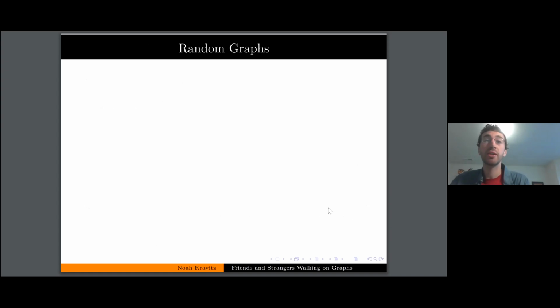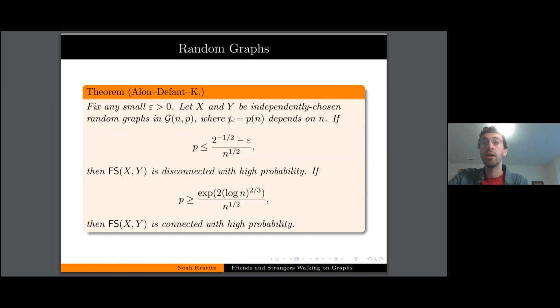Another is you can look at the case where X and Y are random graphs. So suppose that X and Y are independently chosen Erdős–Rényi random graphs with n vertices and edge probability p. The first half of this theorem says that if p is smaller than around n to the minus a half, then with high probability, the friends and strangers graph will be disconnected. And the second half says that if p is bigger than some subpolynomial factor times n to the minus a half, then with high probability, the friends and strangers graph is connected.